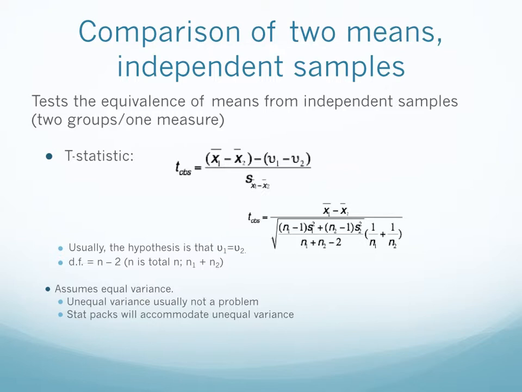The degrees of freedom for this t is n minus 2, where n is the total n, that is n1, the size of sample 1, plus n2, the size of sample 2. And this t-test assumes equal variance. That is, the two samples have essentially equal variances. If they have unequal variance, the test can still be done and all statistical packages will adjust for it. Typically what you get is a t-value assuming equal variances and then another t-value assuming unequal variances.